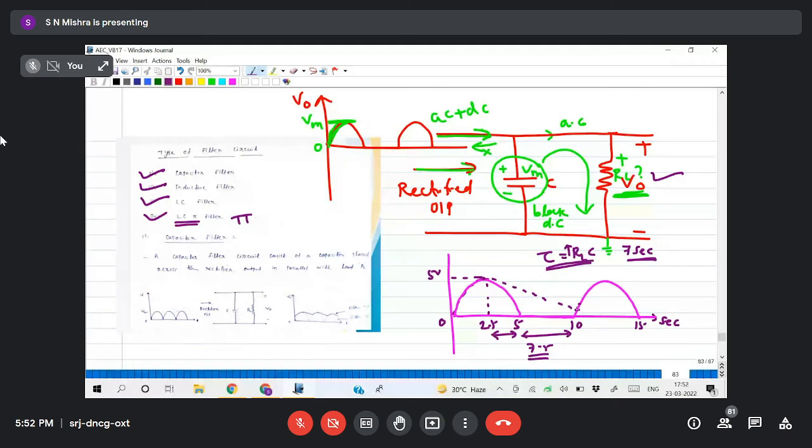Then again it will start charging, again it will discharge like this, again charge, again discharge, it will continue like that. So actually I am detecting this envelope. Now you see, if I increase the RL, more and more RL, I'll get a wider envelope like this.